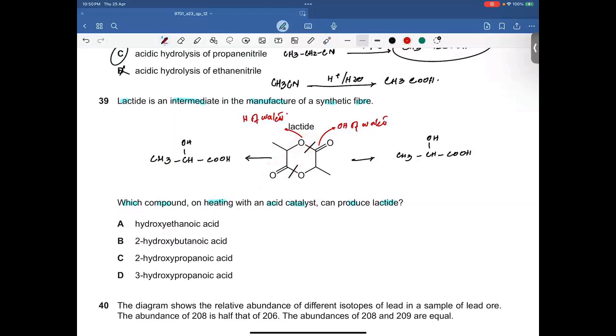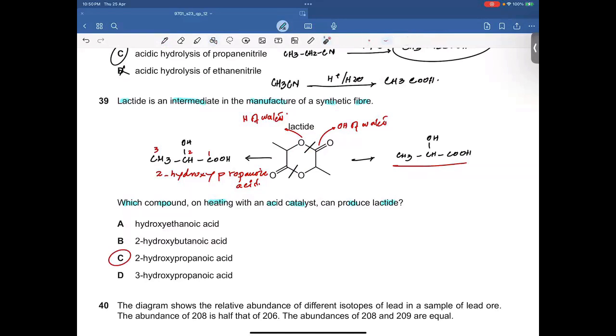Now arrange the carbon atoms. Apply the numbering of carbon atoms. Carboxylic acid must be the priority group as compared to alcohol. It must be first carbon, second carbon, third carbon. So it must be 2-hydroxy propanoic acid. It is also 2-hydroxy propanoic acid. So 2-hydroxy propanoic acid is C. Therefore, C is going to be the right answer.